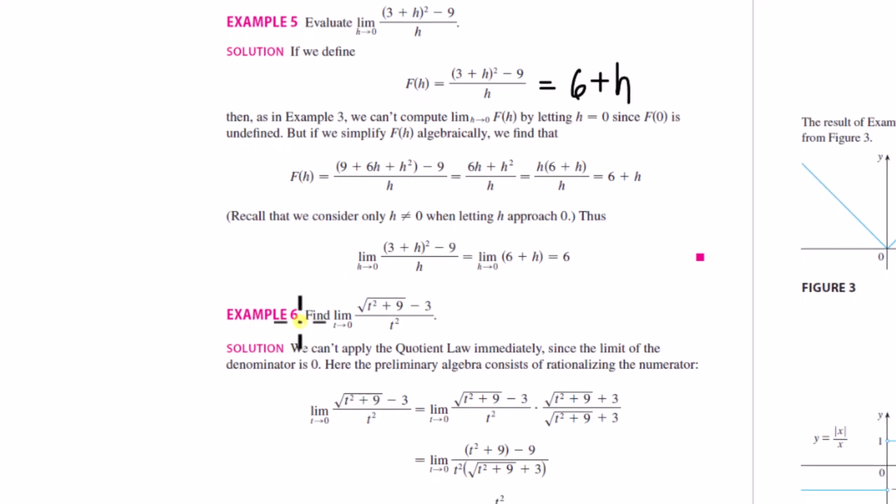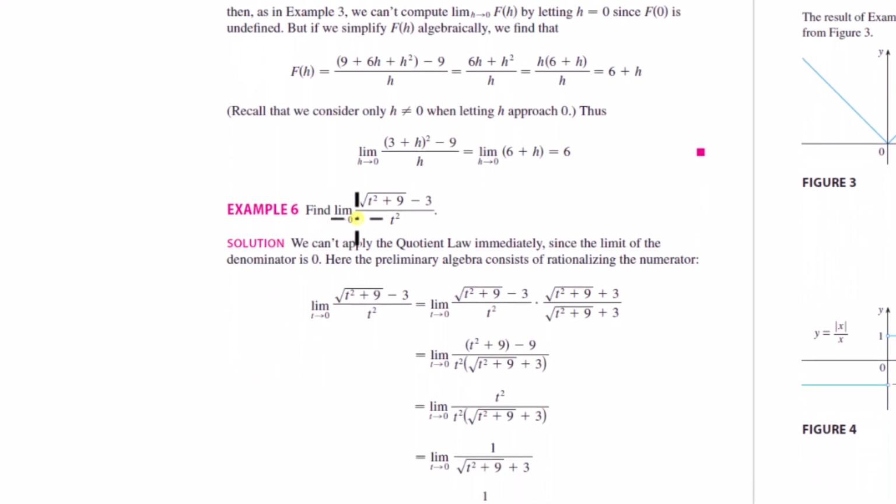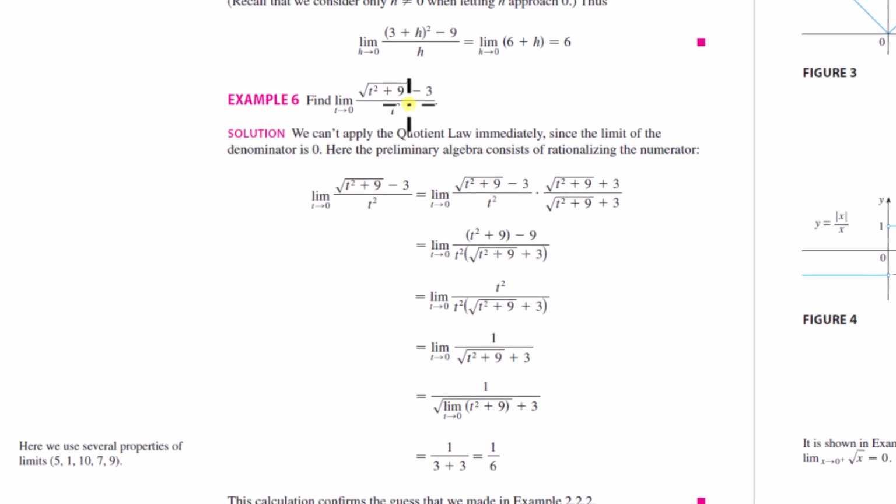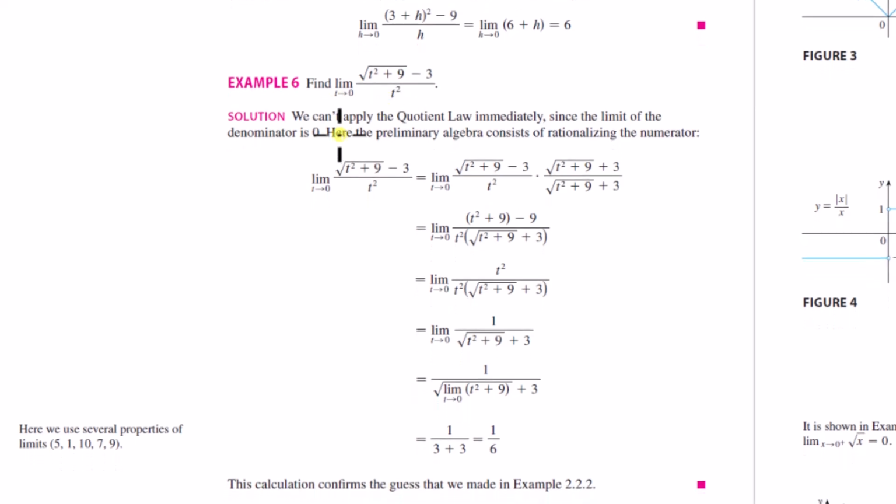Okay, now this next example, find the limit as t approaches 0 of the square root of t squared plus 9 minus 3 over t squared. It says we can't apply the quotient law immediately. Yeah, so I guess that would be another initial step you would go through.